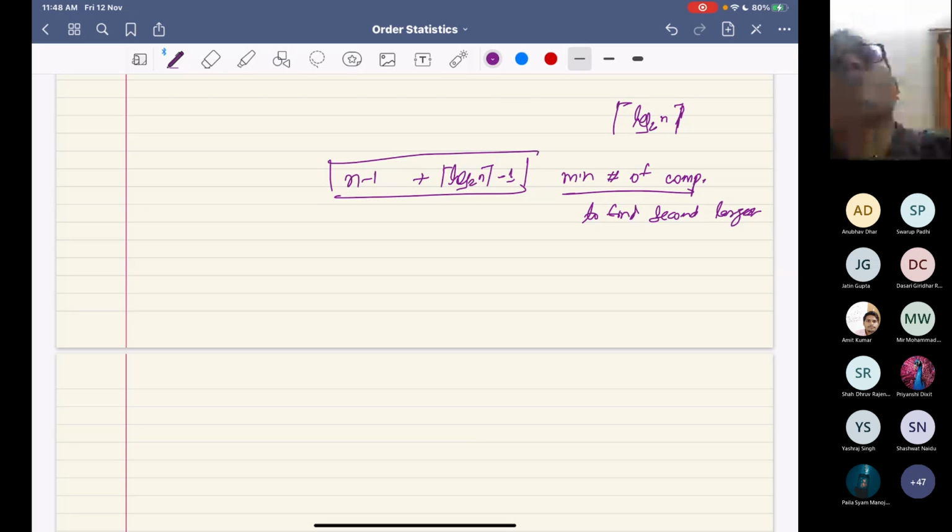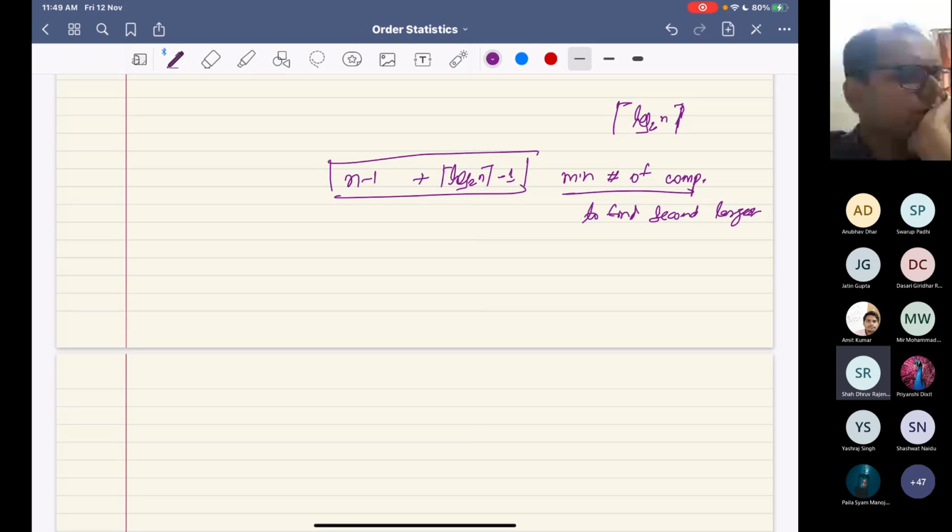And how to show that this is the minimum for the second best? I don't have a very good argument. Sir, can we say that we have to first find the maximum always to find the second maximum? Yeah, that's what I was doing. Yes, sir. So for the first maximum, the minimum number of comparisons is n minus 1, and for the second maximum, the minimum number of comparisons is log base 2 of n minus 1. And that is the minimum number, sir.